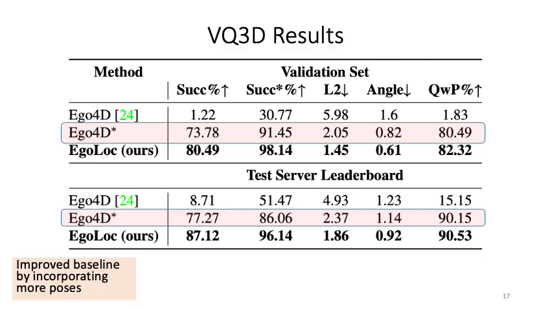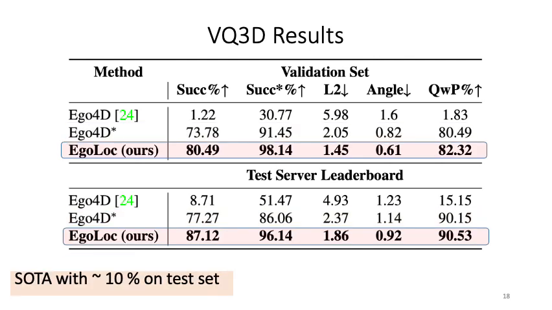The improved pipeline raised the baseline performance by almost 70% in the test set, and our EgoLoc gets an overall performance of 87.12% in the test set. This test set has no open labels available and is only available through the test server. This sets a new state-of-the-art result for the VQ3D task.